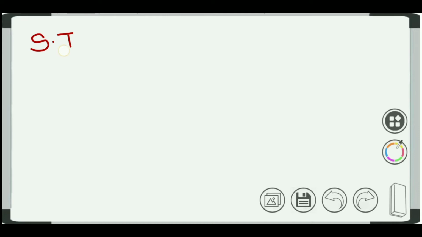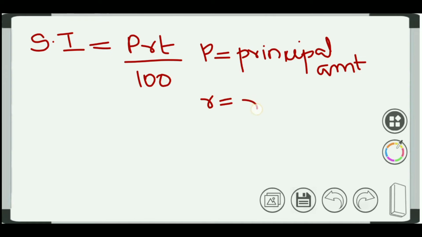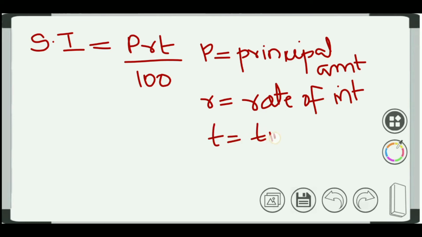So what is the formula for simple interest? PRT by 100. What is P? P is the principal amount. R is the rate of interest. T is the time period. Okay, so in this question, a sum of 1000 rupees is invested at 8% interest.